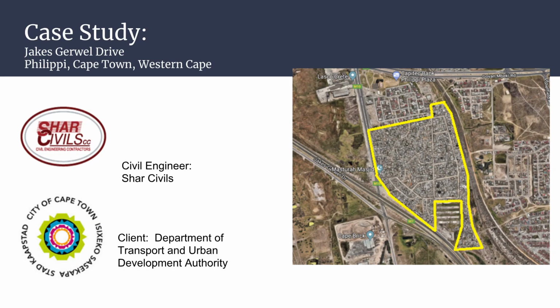The case study described in this presentation is for the Department of Transport and Urban Development Authority for the civil engineering works of the Sweethomes GAP Housing Project. The site is located on Jakes Harwell Drive in the suburb of Philippi in Cape Town. The beneficiaries of the housing project consist of those who qualify for low-cost housing and are primarily from Philippi itself and surrounding areas. The civil engineering works on the site comprise 3 hectares of site clearance and excavation and will be done by Shaw Civils.